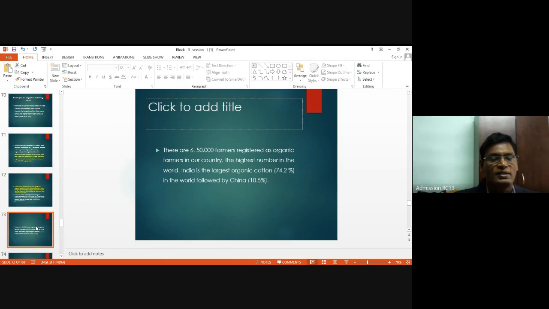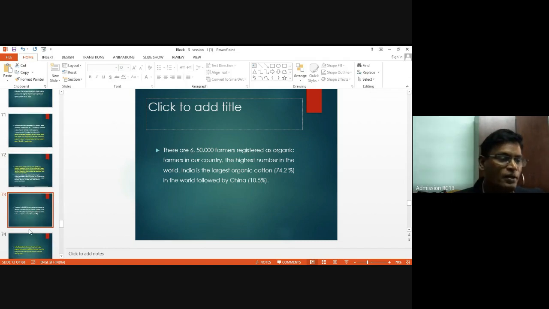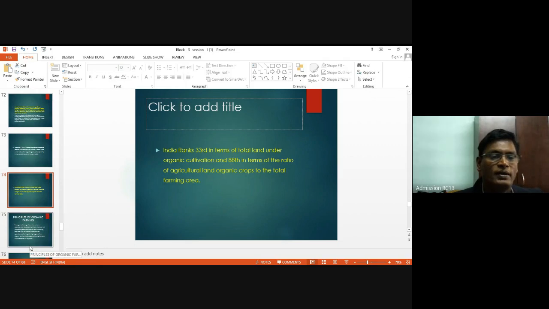There are 6,50,000 farmers registered as organic farmers in our country, right? That is the highest number in the world. India is the largest organic cotton producer, with 75.2% in the world, followed by China. That means this is what we produce organically in cotton compared to the global level. India ranks 33rd in terms of total land under organic cultivation and 88th in terms of the ratio of agricultural land to organic crops, total organic farming area. This is very good because we are moving towards cultivating organic farming.